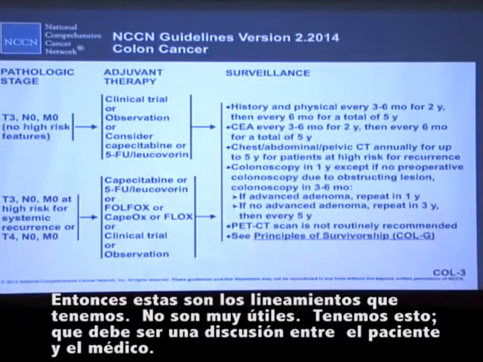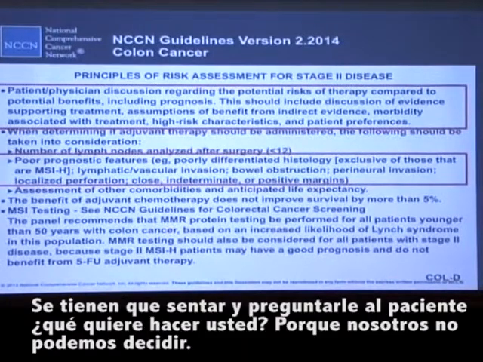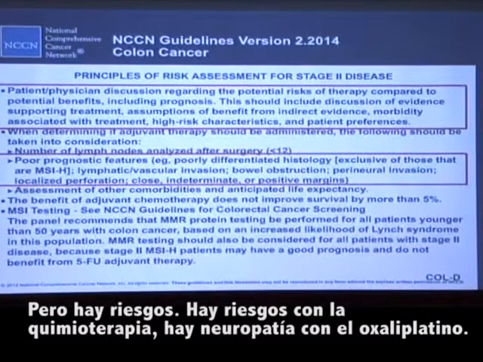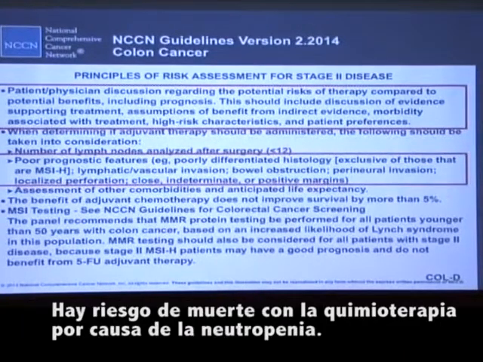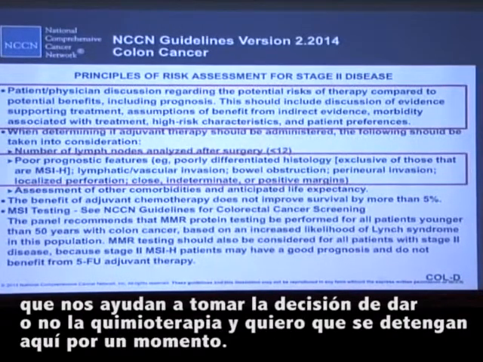Not very helpful. We have this, that it has to be a discussion between the patient and the physician, that you have to sit down and talk to the patient and say, what do you want to do? Because we can't decide. But there are risks. There are risks of the chemotherapy. There's neuropathy with the oxaliplatin. There's risk of death with the chemotherapy due to neutropenia. There are a lot of issues that have to be discussed. And we do have some poor prognostic factors, okay, that help us make the decision whether to give chemotherapy. And I want you to hold on to that for a minute.